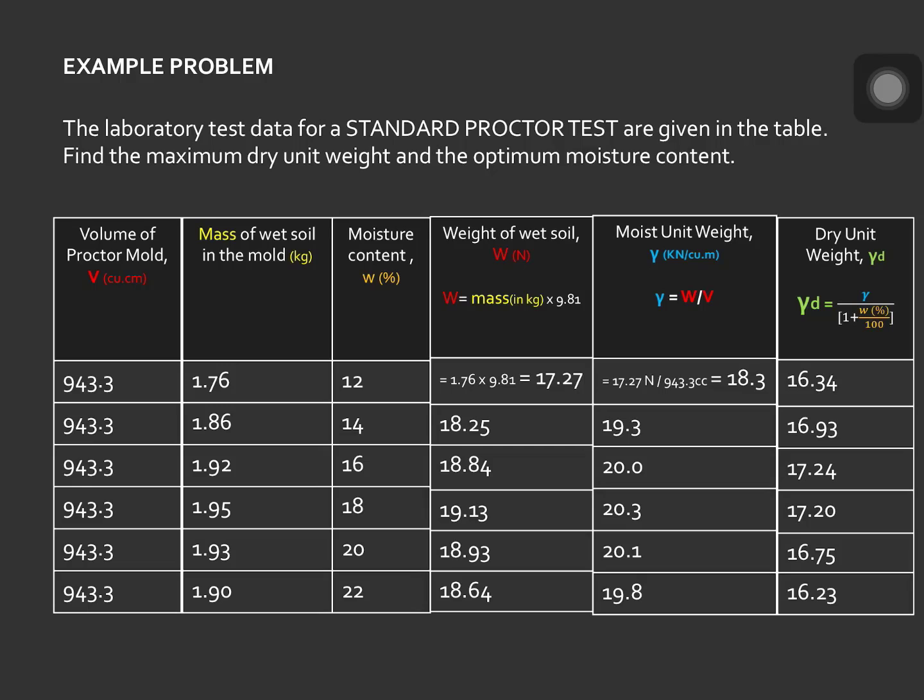And the last, compute the dry unit weight. Since the moisture content is given and the moist unit weight was also obtained, you can now compute the dry unit weight using the formula: dry unit weight equal to moist unit weight all over 1 plus moisture content over 100, which is equal to 16.34, 16.93, 17.24, 17.20, 16.75, and 16.23 kilonewton per cubic meter.